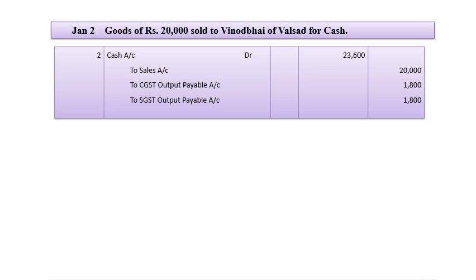And once again, why is it payable? Because this 1,800 of CGST and 1,800 of SGST, Arvind Bhai has to deposit to the government within the due date. It is a liability of Arvind Bhai to deposit to the department the same amount that he has received from the customer. So this way we can pass the entry of the second transaction.